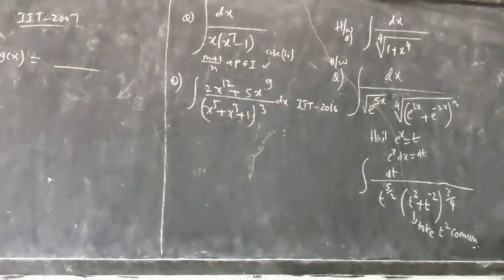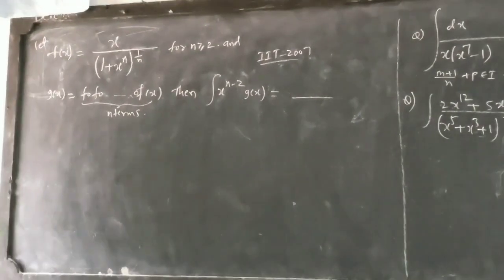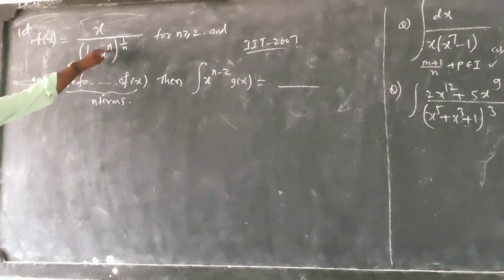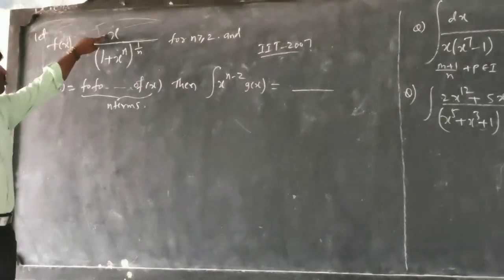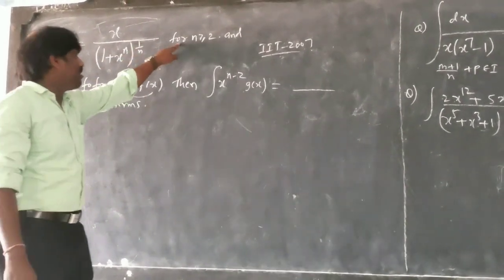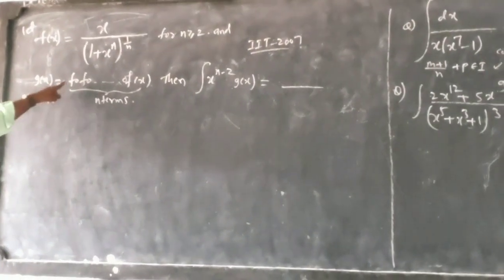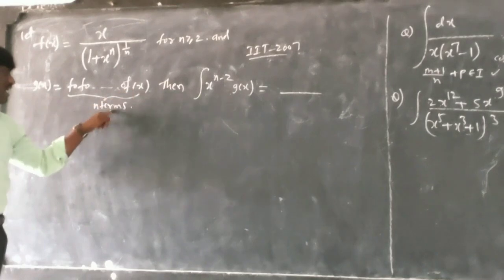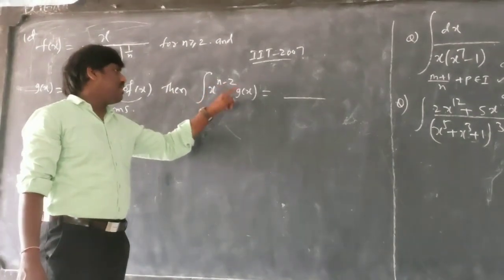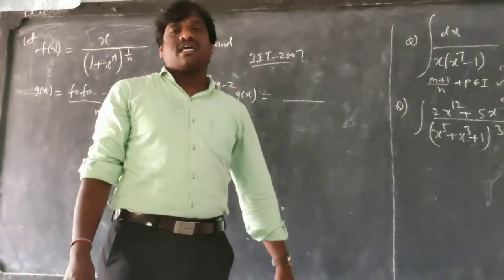Solve these questions. Let us discuss this question here. Advanced 2017 question. f of x is equal to x upon (1 plus x power n) whole power 1 by n, for n greater than or equal to 2. Then g of x is equal to f of f of ... f of x, n terms. Then integration of x power n minus 2 g(x) dx is equal to dash. This is the advanced question of IIT.